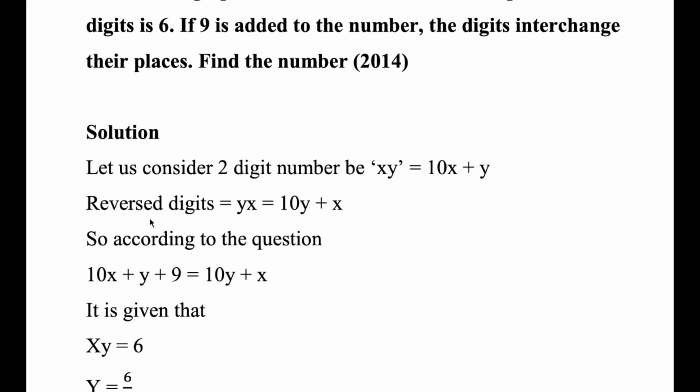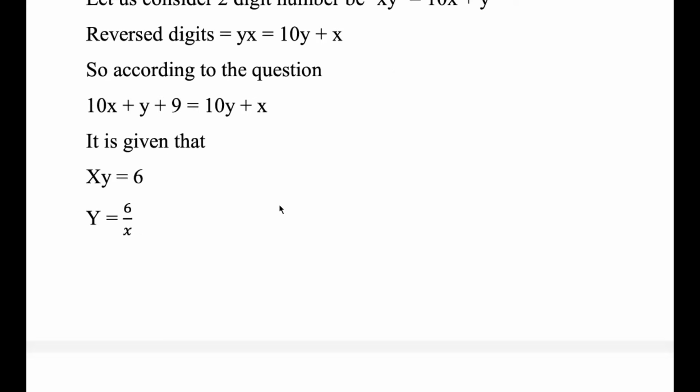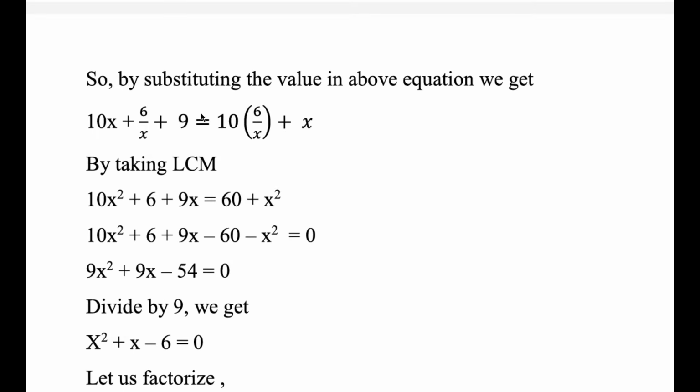Reverse digit will be yx, that is 10y plus x. So according to the question, 10x plus y plus 9 is equal to 10y plus x. After that, it is given that xy is equal to 6, so y will be equal to 6 by x. By substituting the values in the above equation, we will get 10x plus 6 divided by x plus 9 is equal to 10 into 6 by x plus x. After that, take the LCM.